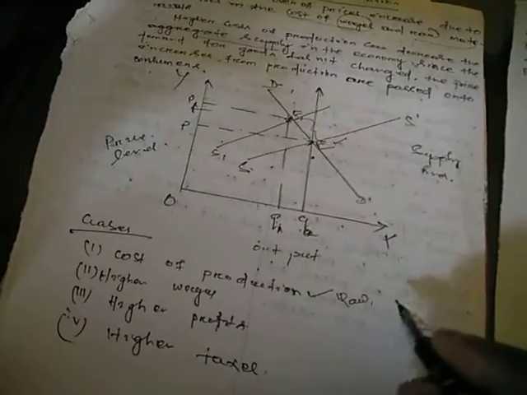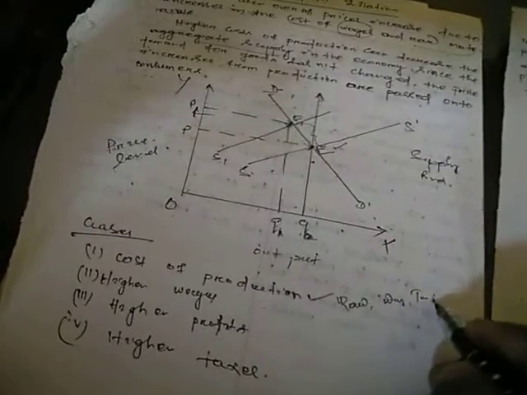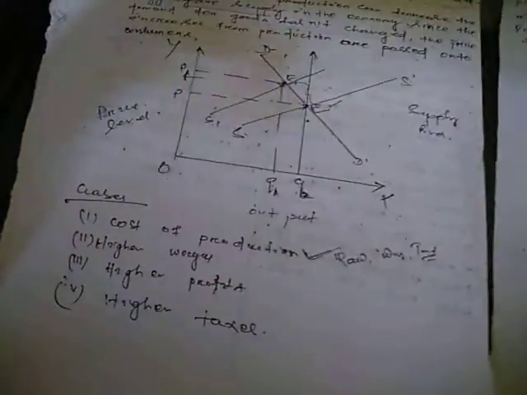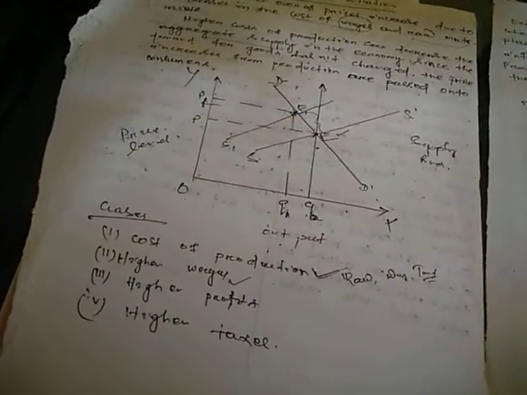Cost of production may include raw materials, wages, and different taxes, due to which the cost of production will rise and create cost push inflation. Then higher wages are there. If you have to pay maximum wages to the labor class people, then definitely the cost of the product will also increase, and that will create your cost push inflation.